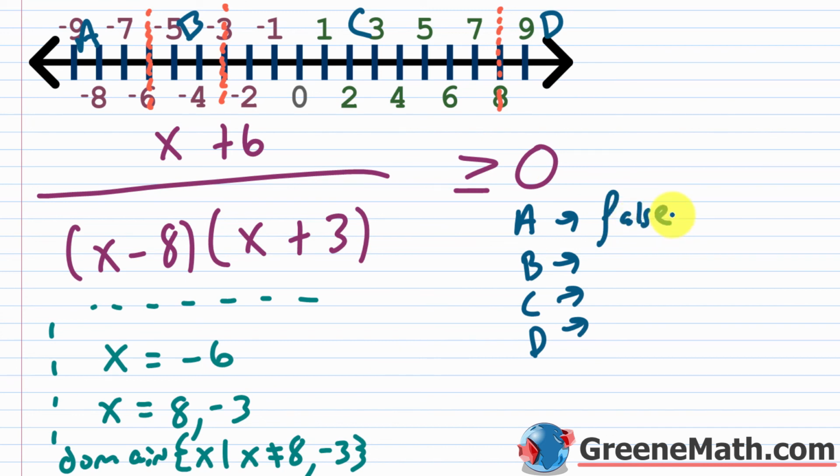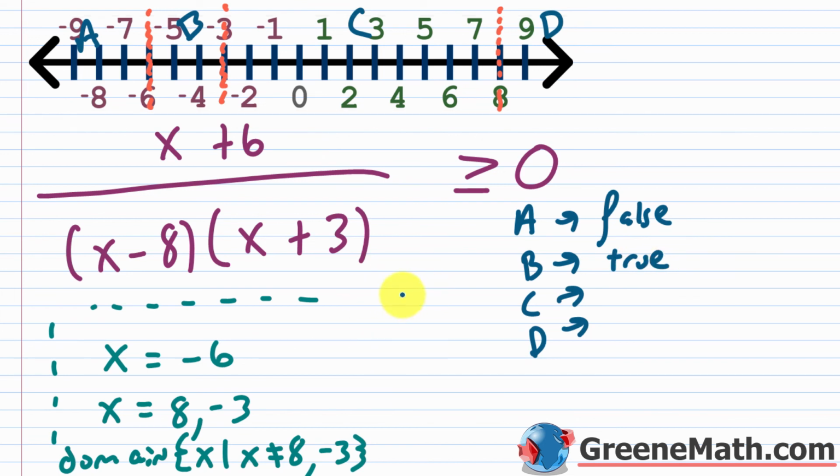Okay, for B, let's use negative 5. So negative 5 plus 6 is 1. So let's say this is positive. And then for negative 5 minus 8, that's going to be negative 13. So this is negative. And then for negative 5 plus 3, that's going to be negative 2. So this is negative. So this is positive over positive, right? Negative times negative is positive. So positive over positive is positive, and a positive is greater than 0. So this is true.